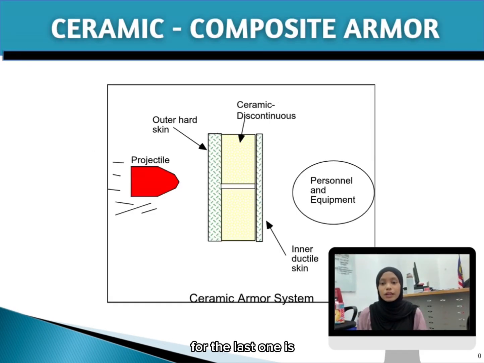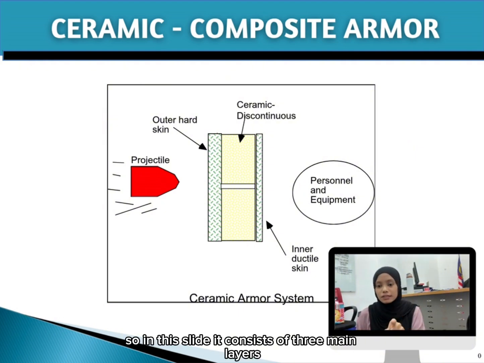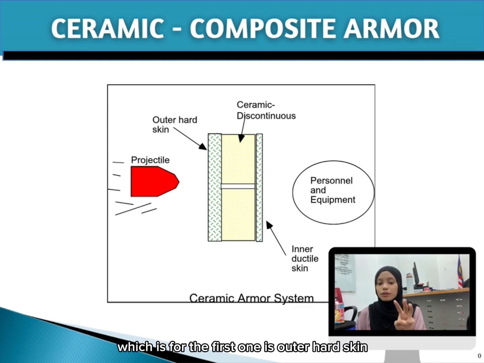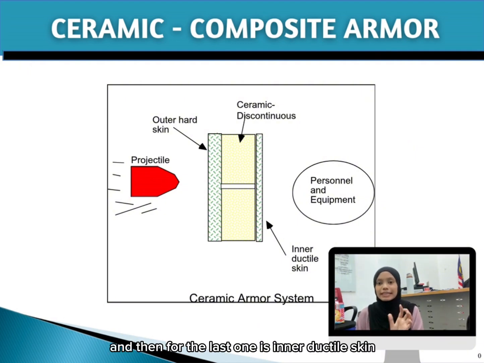Okay, so the last one is the structure of a ceramic composite armor system. So in this slide, it consists of three main layers: the first one is the outer hard skin, the second one is the discontinuous ceramic layer, and the last one is the inner ductile skin.